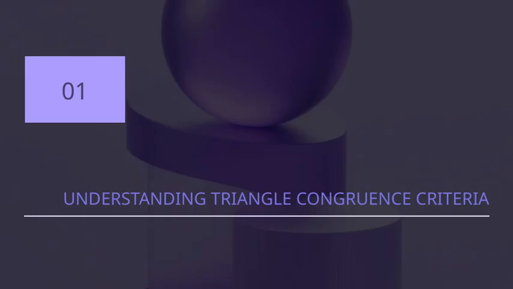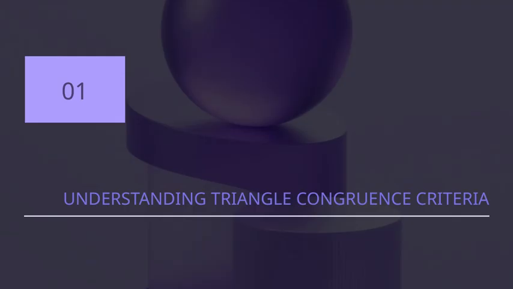Let's take a closer look at understanding triangle congruence criteria. This slide is all about the key points that help us determine when two triangles are congruent. Now, congruence means that the triangles are exactly the same in shape and size, which is fundamental in geometry. To figure out if two triangles are congruent, we use certain criteria or rules. These criteria are important because they simplify the process and help us avoid unnecessary measurements.